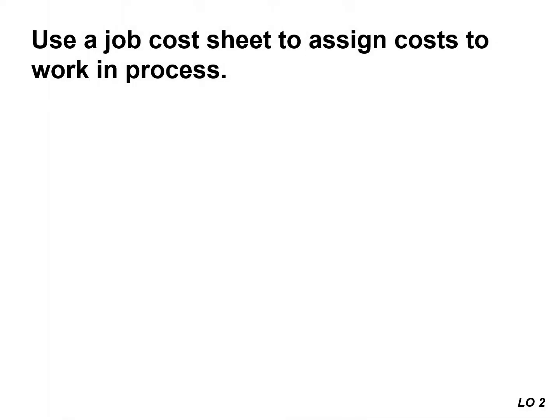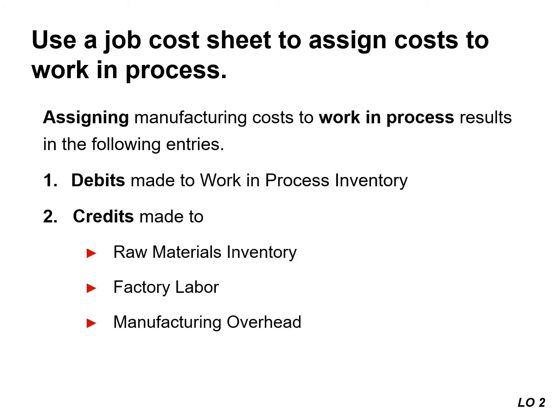A job cost sheet is a form used to record the cost chargeable to a specific job. It also determines the total and unit cost of a completed job. Assigning manufacturing costs to work in process results in debits to work in process inventory and offsetting credits to raw materials inventory, factory labor, and manufacturing overhead.